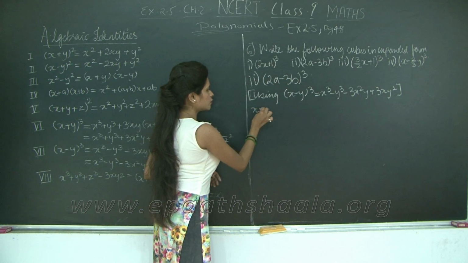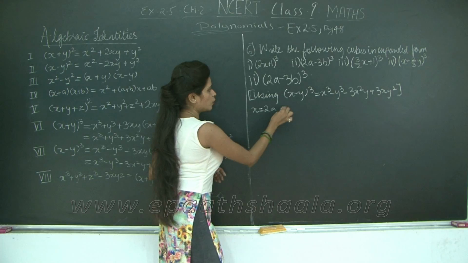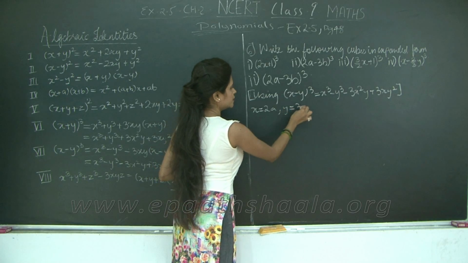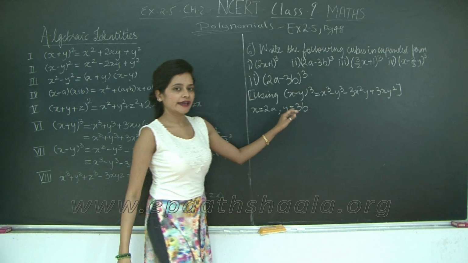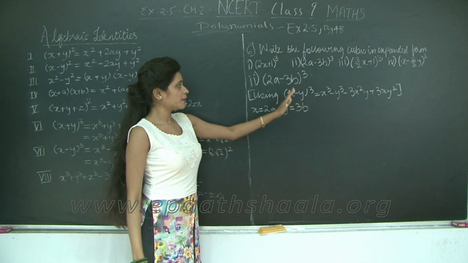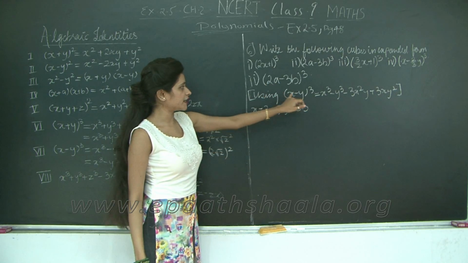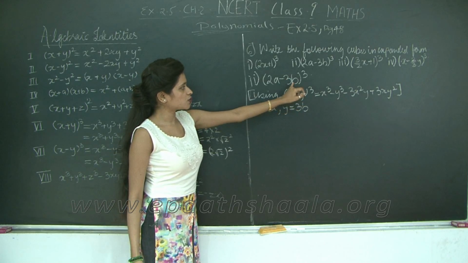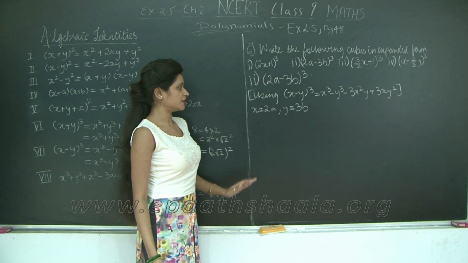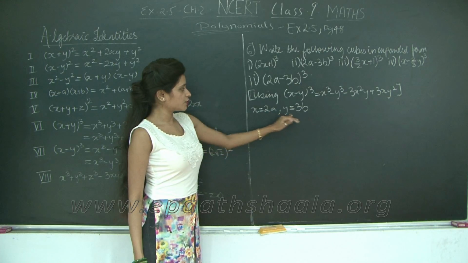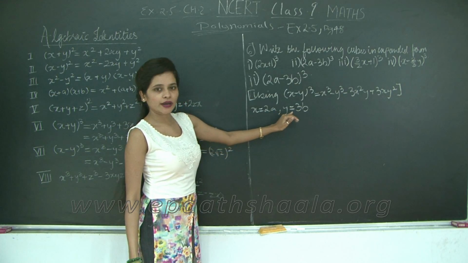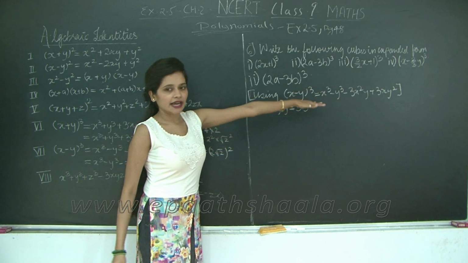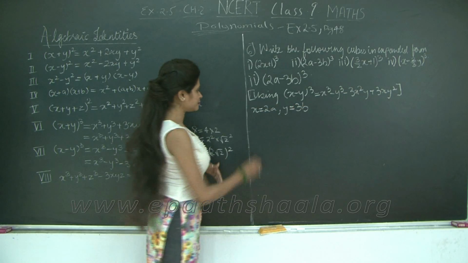My x is equal to 2a and y is equal to 3b. Notice that y is 3b and not minus 3b, because that will change my expression completely. We have a negative here and negative here, which is why I am taking y as only 3b and not minus 3b. Okay, let's now substitute the value of x is equal to 2a and y is equal to 3b in this entire expression to find a solution.